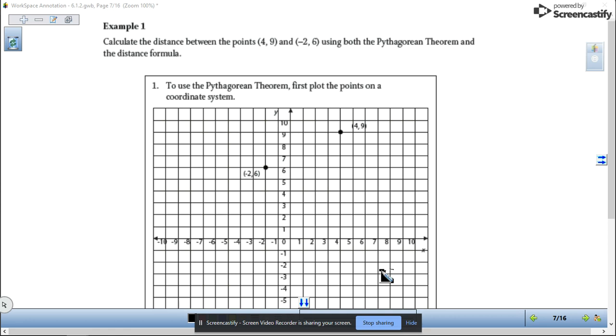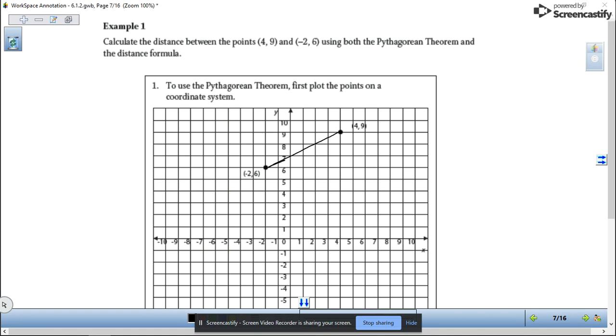Alright, so in this video you'll have the examples. We'll try to do them pretty cleanly and quickly. So example 1: calculate the distance between (4, 9) and (-2, 6) using both the Pythagorean theorem and the distance formula. You did the Pythagorean theorem in 6-11, so we'll very quickly discuss that just a tiny little bit.